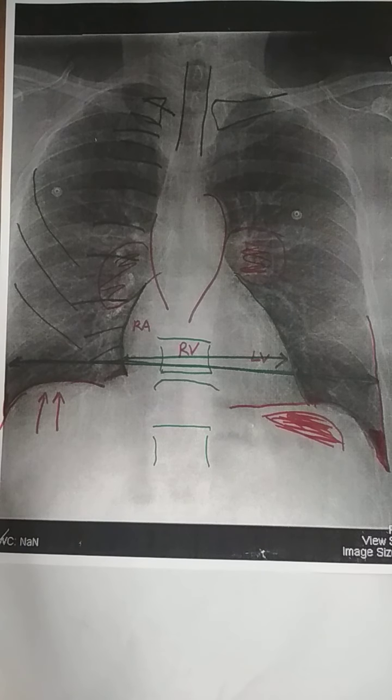Okay. So this is the commonly used sequence to examine a chest X-ray. Okay. Thank you.